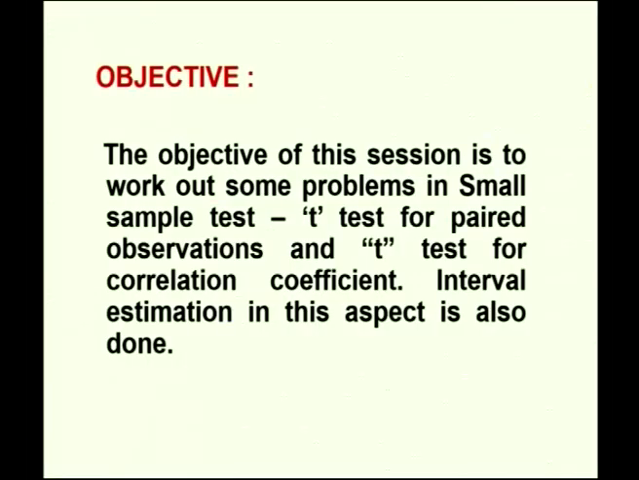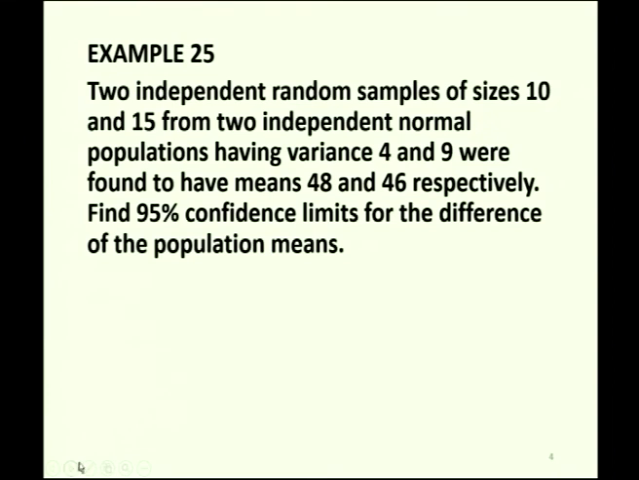The objective of this session is to work out some problems in small sample test, that is t-test for paired observations and t-test for correlation coefficient. Interval estimation in this regard is also done. So, continuing with the t-test for difference of means, the interval estimation problem is worked out as follows. Since this is an interval estimation problem, we need not set up a null hypothesis, alternative hypothesis, etc.